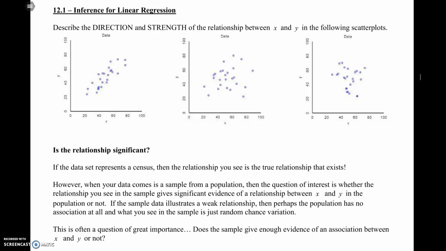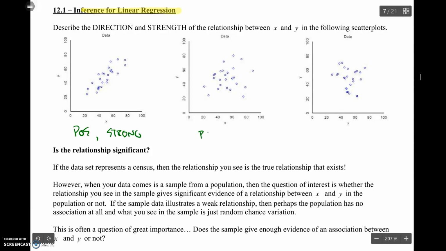All right, so let's get into 12.1 more specifically. We're going to cover two different inference procedures for linear regression: confidence intervals and hypothesis tests. So first, describe the strength of the relationship between x and y. Just the strength here, direction and strength. So I would say this is positive, and I'd say strong.